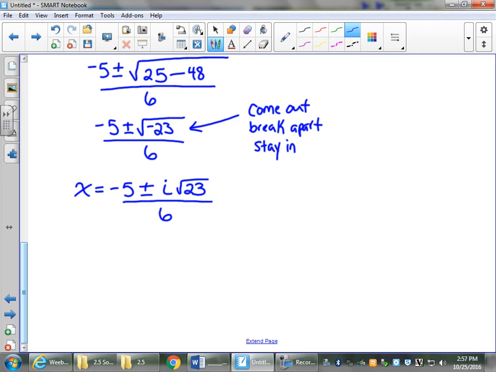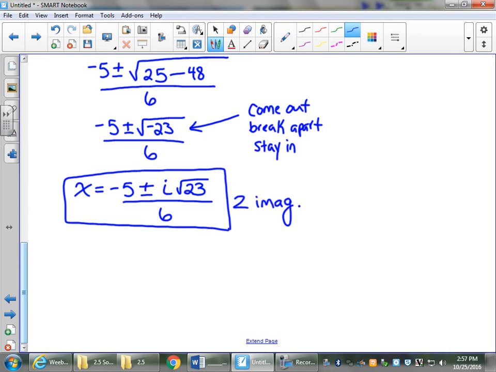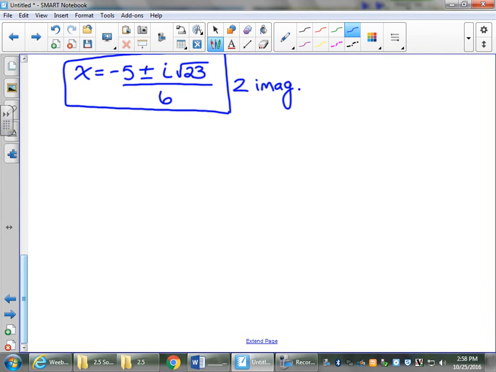Just double check to see if every term has something in common that you could divide them by. But 5, this would be a 1 in front of the radical. 5, 1, and 6 don't have any common factors besides 1, so this is as far as it goes. I know it looks complicated. This is 2 imaginary solutions. One would be negative 5 plus i radical 23 over 6, and the other would be negative 5 minus i radical 23 over 6. So that is 2 imaginary solutions. And if I were to graph the function once I got everything to one side, it would not cross the x-axis.